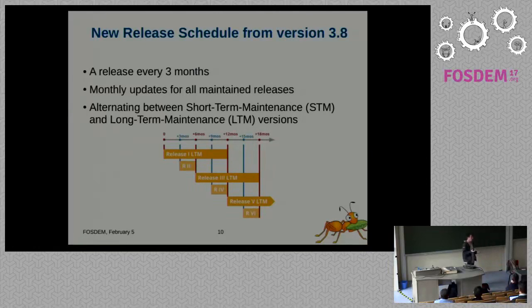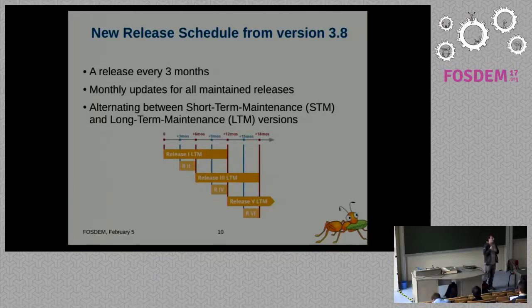But we can't require users of a storage solution to switch every 6 months or maybe 9 months. Users prefer to have a stable solution and don't want to upgrade too often. So what we do is we have a long-term maintenance release. 3.8 is the first official long-term maintenance release that we have. And 3 months later, 3.9 gets out.